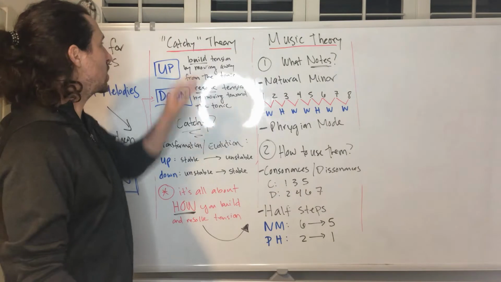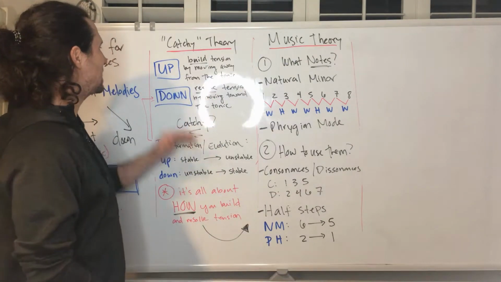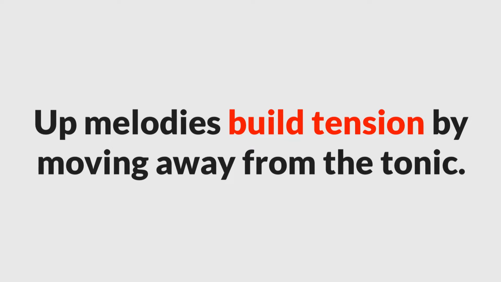Alright, so with catchy melody, we're just going to cut right to the chase. What are the big ideas? With up melodies, why are they catchy? Well, they build tension by moving away from the tonic. So up melodies start on the tonic note and then they move up and away from it, and moving away from the tonic builds tension.